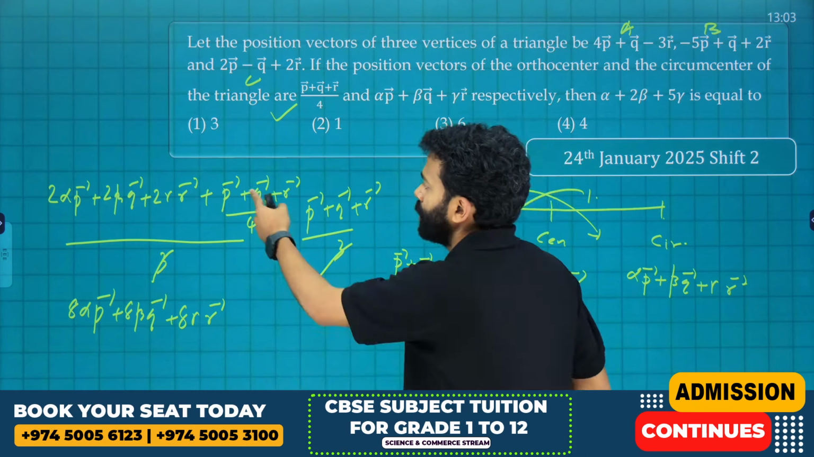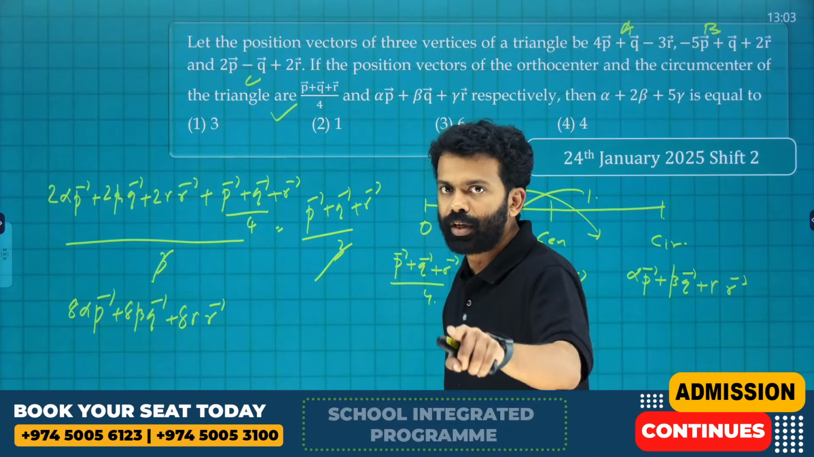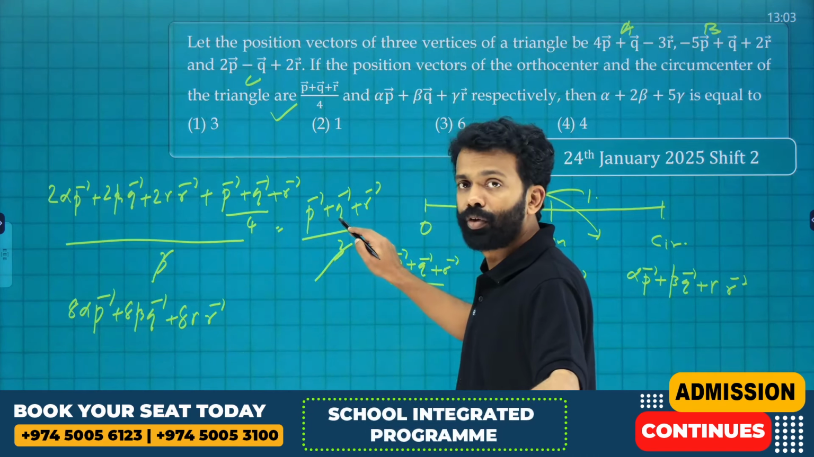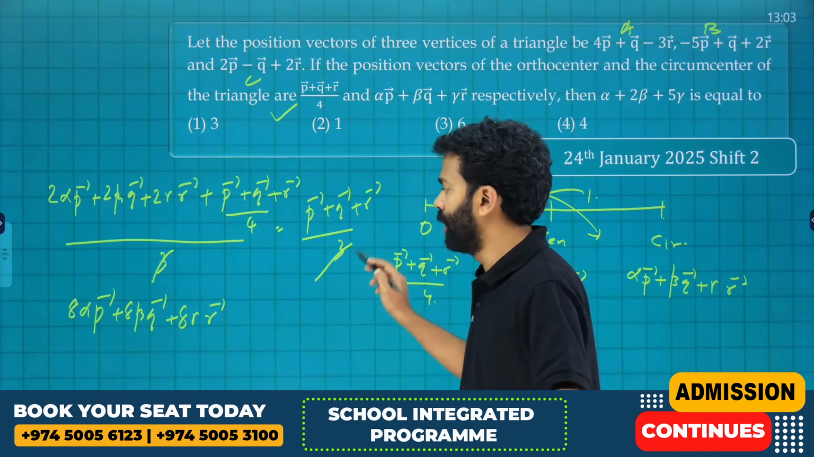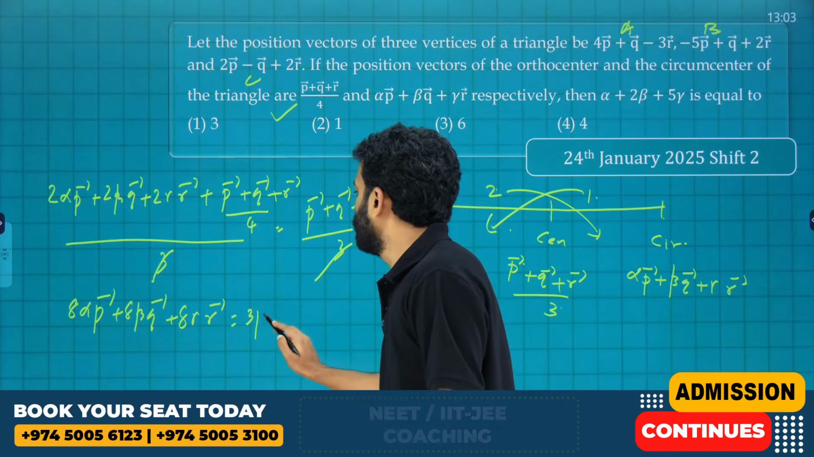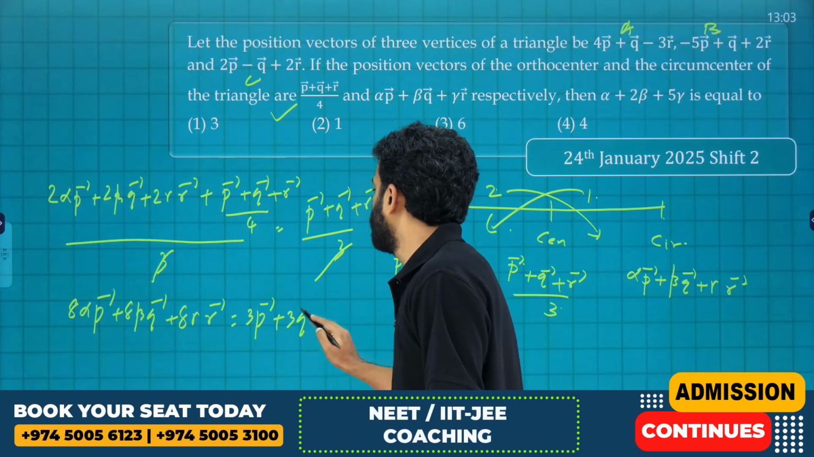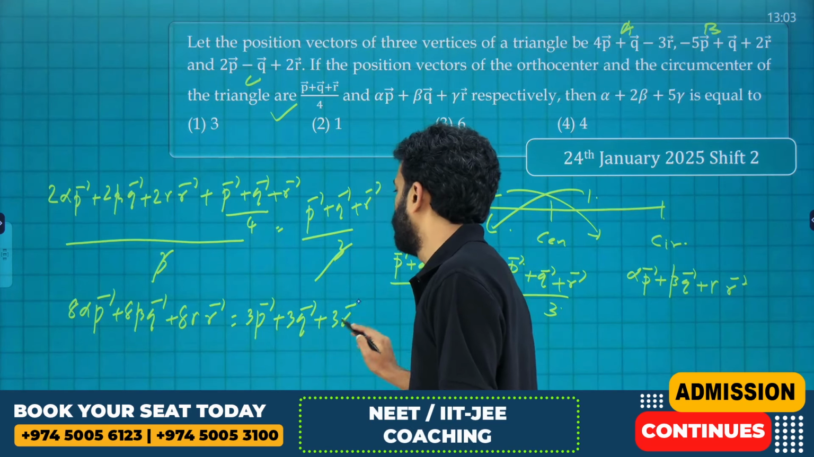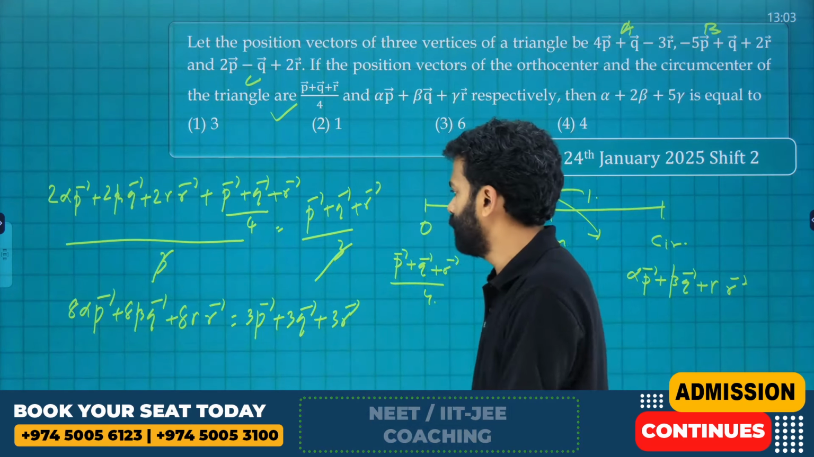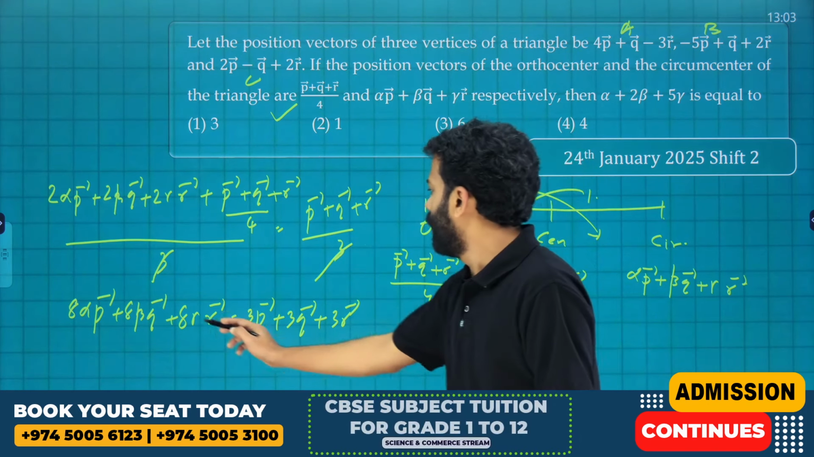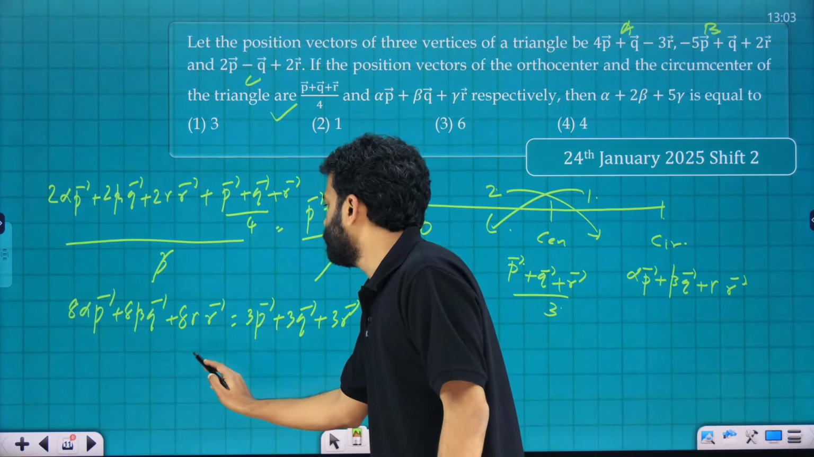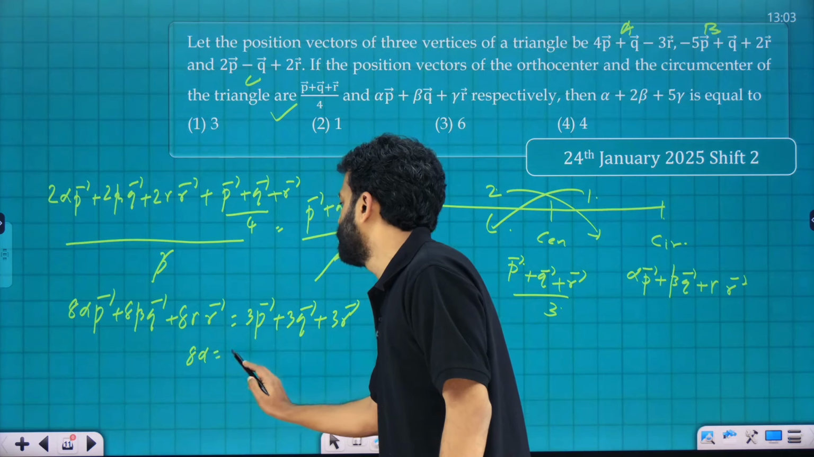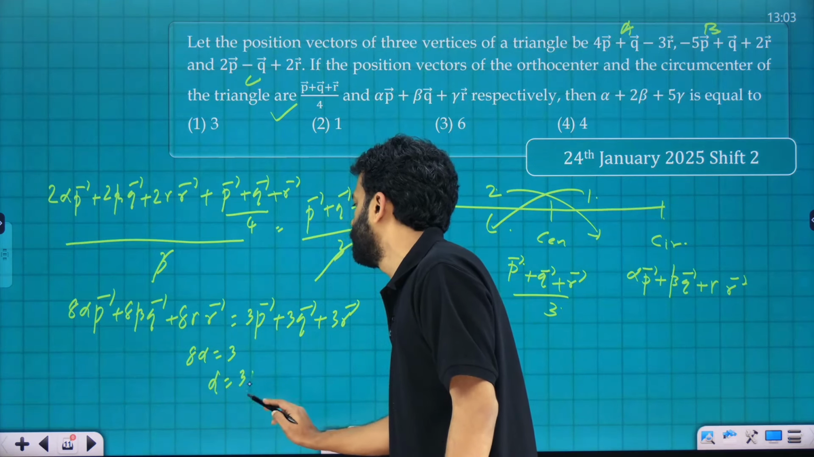Okay, therefore vector p minus 4 vector p is 3 vector p, q minus 4 vector p is 3 vector q, like that. Therefore it will be 3 vector p plus 3 vector q plus 3 vector r. Okay, that's done. If you compare it with the LHS, it will be 8 alpha is equal to 3. Therefore alpha will be 3 by 8.